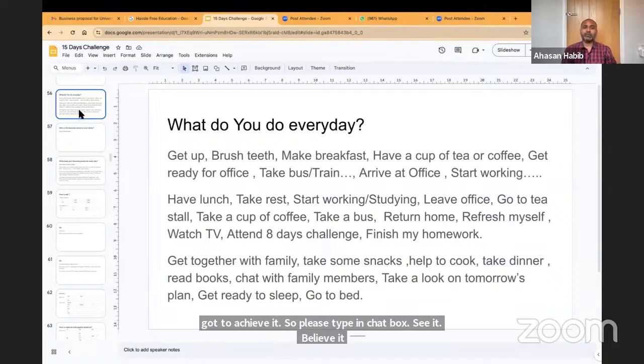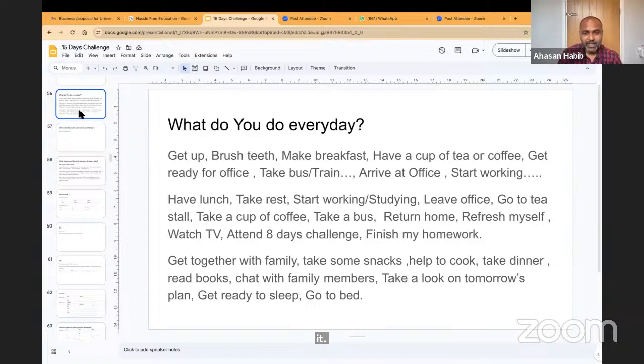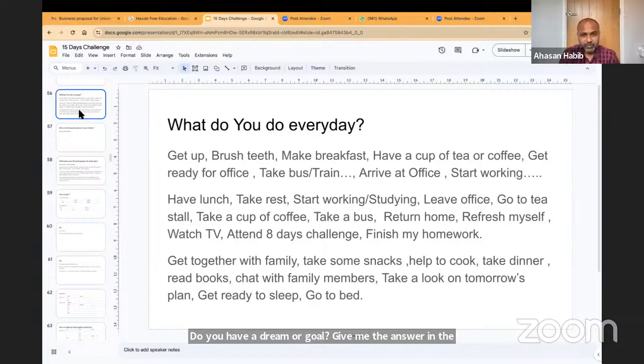Okay, how many of you have got a dream? You have got a goal? Type in the chat box. Do you have a dream or goal? If you have, please write me in the chat box. So how do you answer it? Yes, I do.